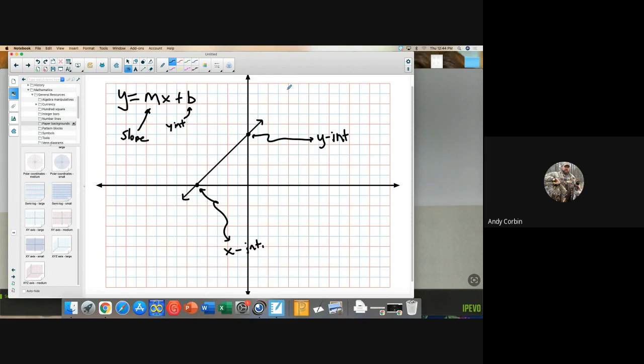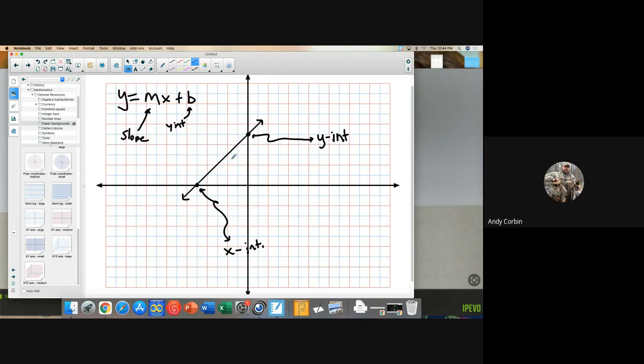How do we find it? Well, we could go up and over. Yeah, I saw a lot of you doing that. We're just going to count. Okay? So what I'm going to do, and this is the great thing about slope, it doesn't matter which point you use, you're going to count a stair step.